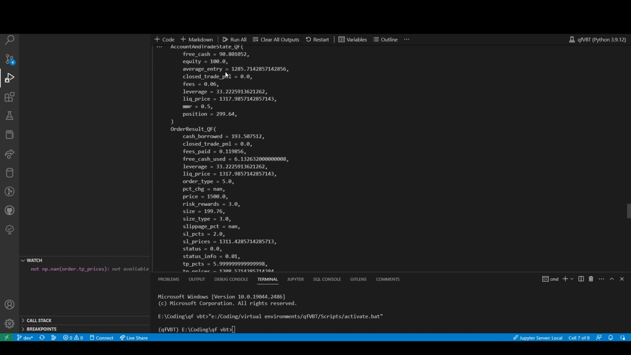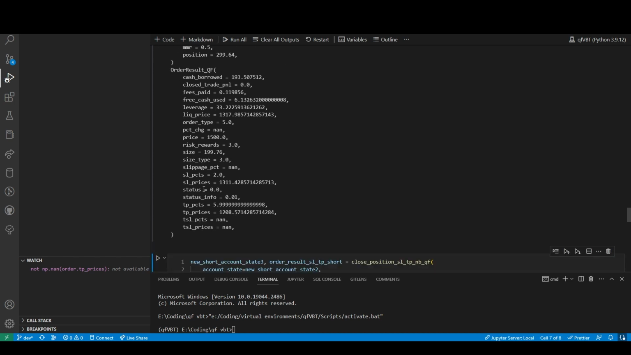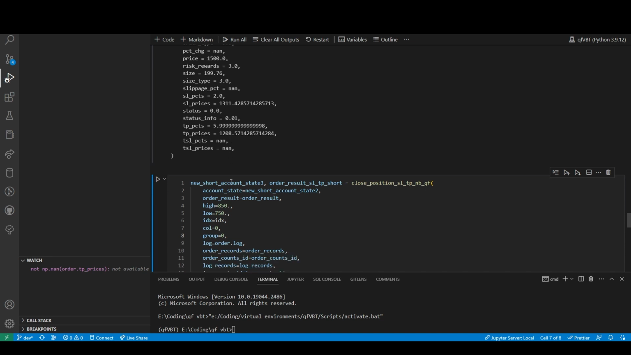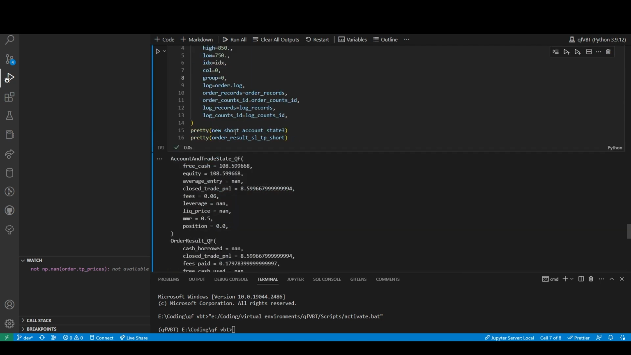So the average price was, okay, so our stop loss was 13 and our take profit was 12. So our stop loss was not hit, but the low is lower than the take profit, so we're going to take profit at 1208.